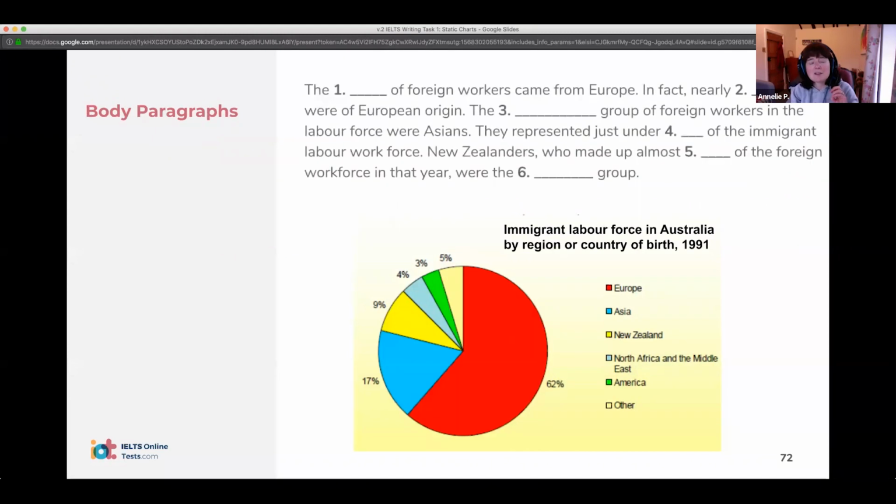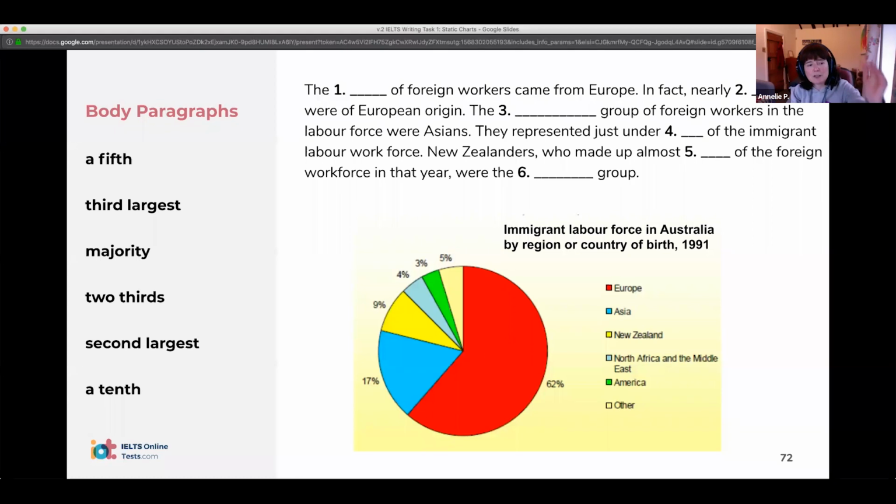Okay, so now we're going to go through the body paragraphs. This is our body paragraph A. We've written it out for you, but we've got some missing words down the side there. You can see we've got lots of fractions. We're using all fractions. So now we're going to go through. We're already there for the first one: the majority of foreign workers. And then we're going into a little bit more detail.